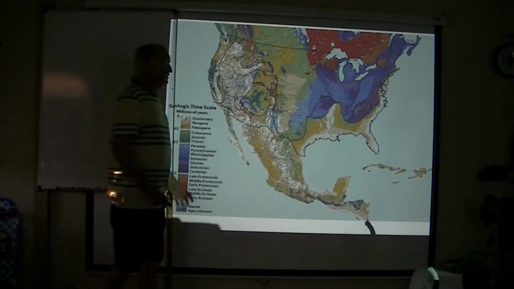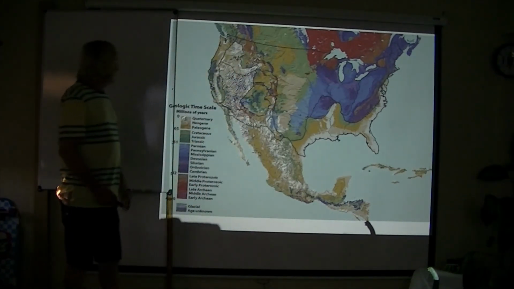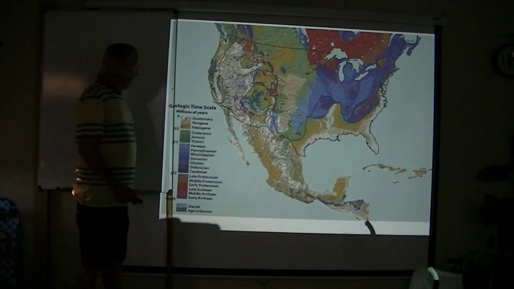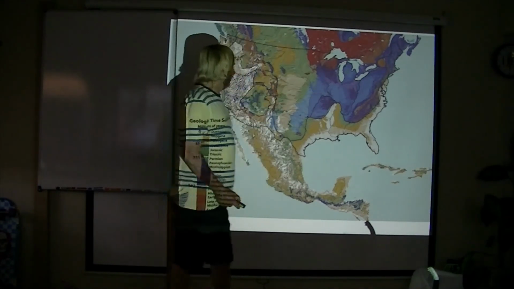So here is a map showing, these different colors on this map are different ages. So yellow rocks tend to be very young rocks. The really deep red rocks here are very old rocks. And these are some very old rocks.